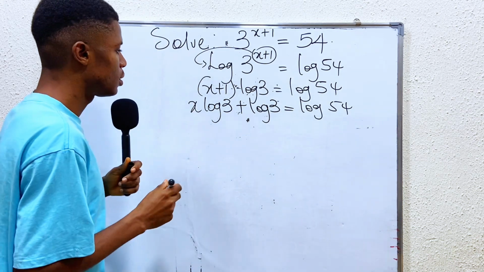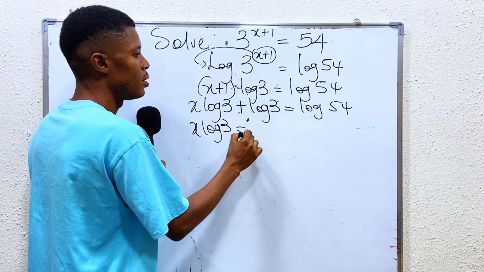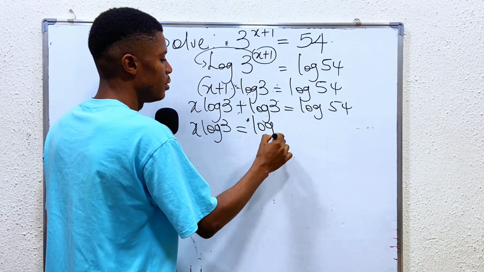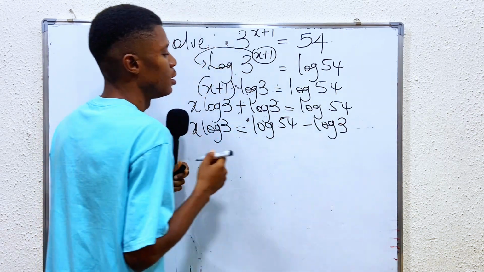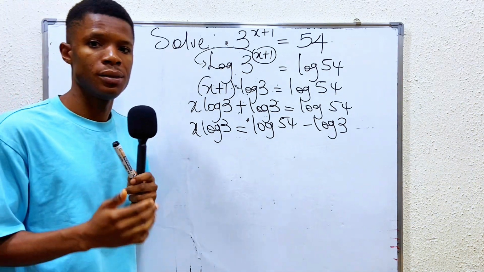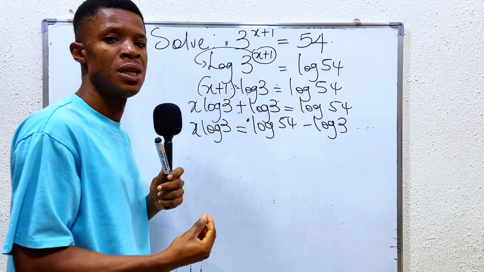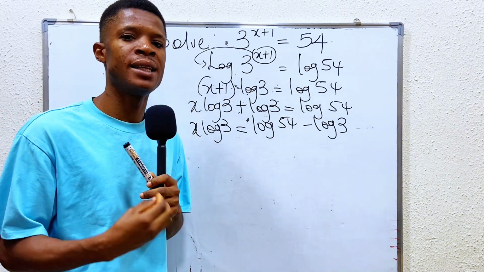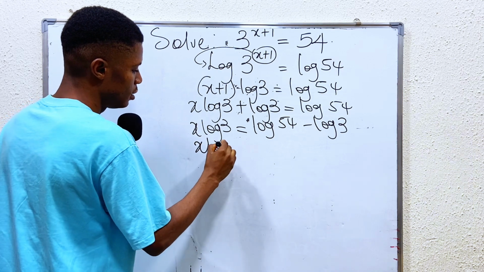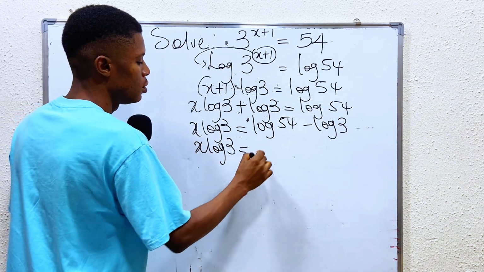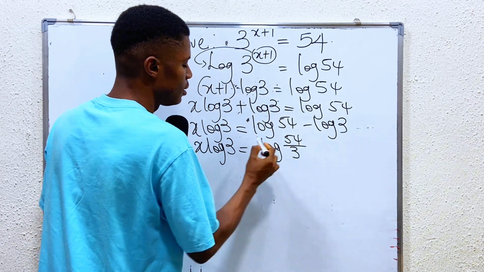So if you subtract log 3 from both sides, you see that x log 3 is equal to log 54 minus log 3. From the laws of logarithm, you notice that whenever you are subtracting logarithm in the same base, you are free to divide the numbers. Okay? So we can now have x log 3 to be equals to log 54 divided by 3.